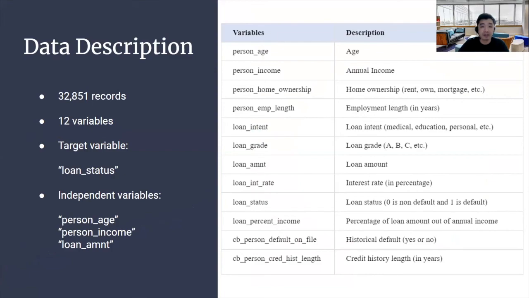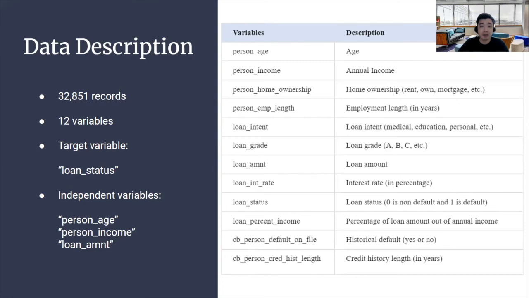So on the right, you can see a table of the list of variables and a description of each individual variable. From our data set, you can see that we have variables such as the person's age, their annual income, their home ownership, their employment length, their loan intent, whether they are taking this loan for medical, education, or personal reasons, the loan grade, loan amount, etc.